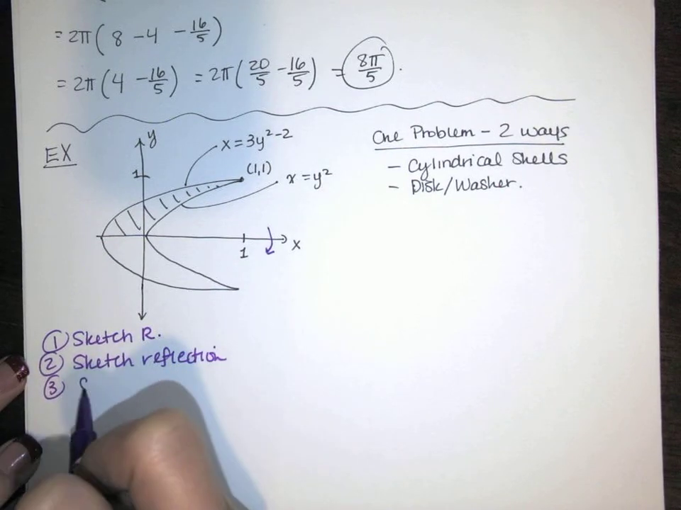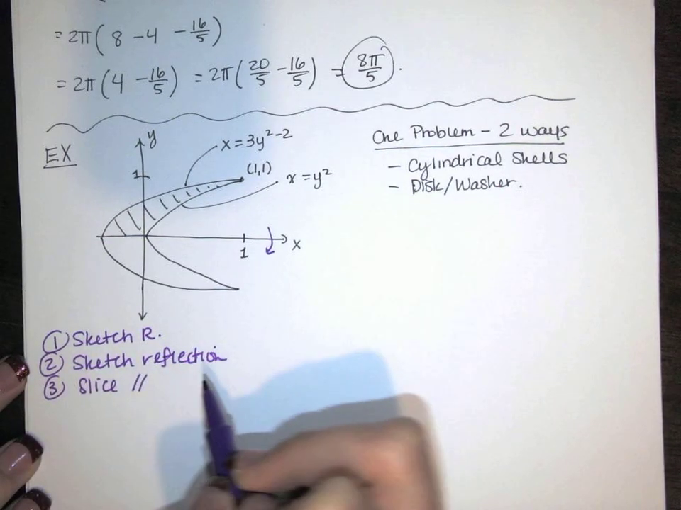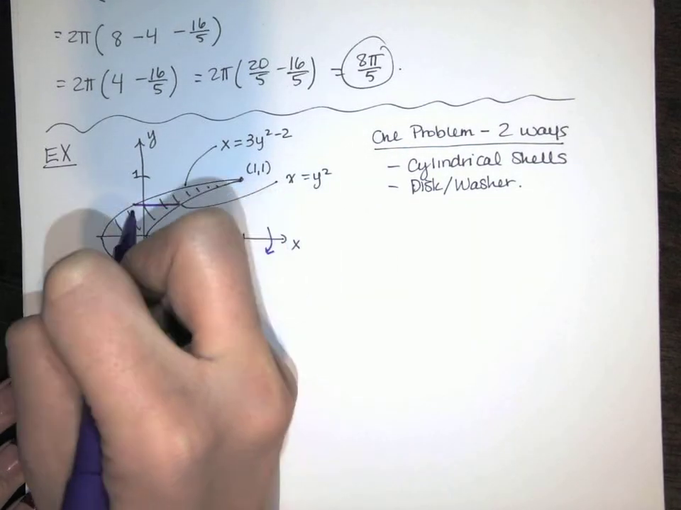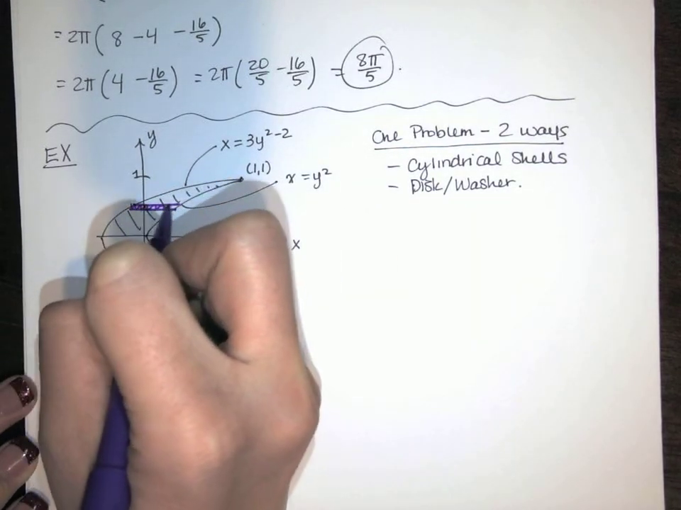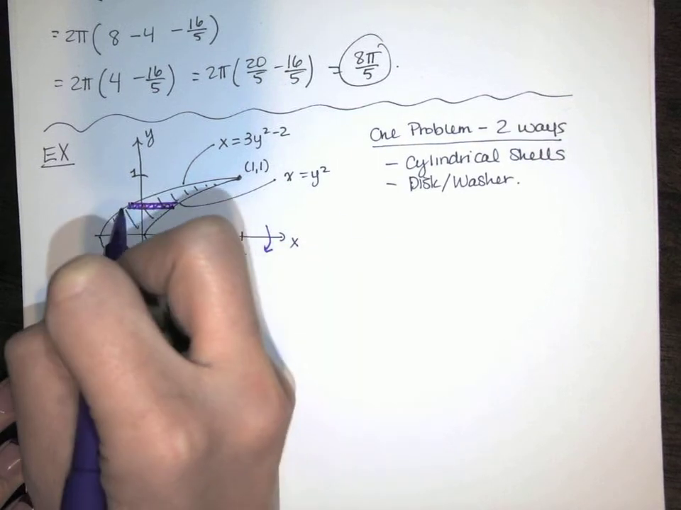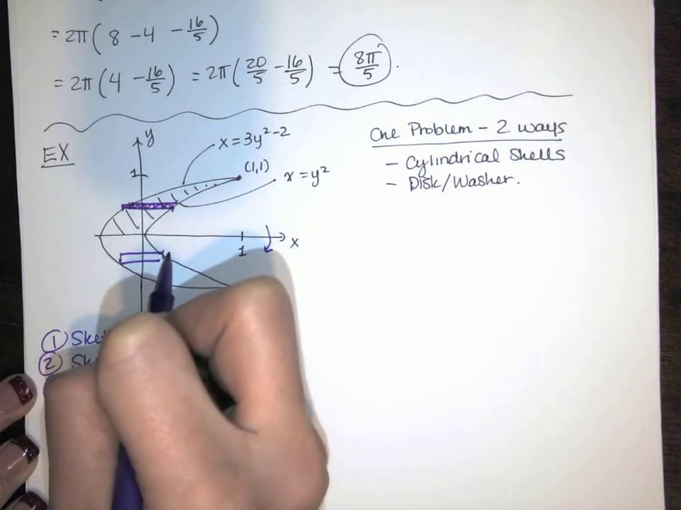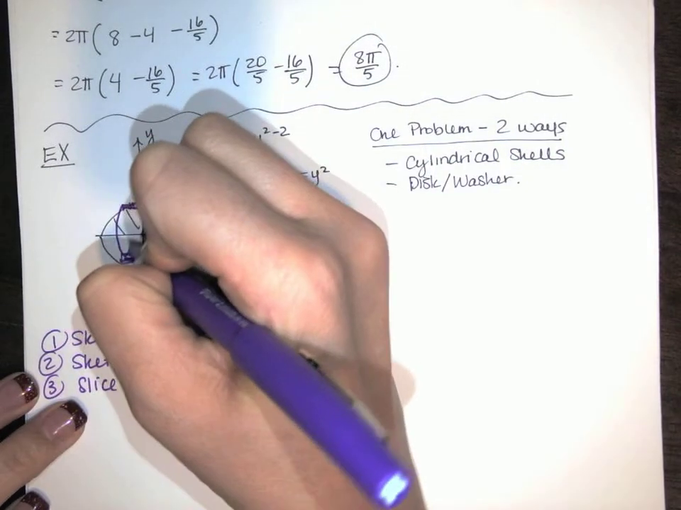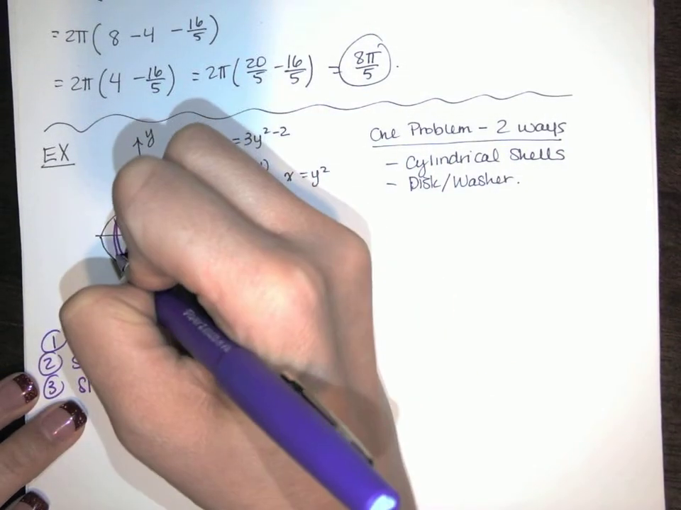slice parallel to the axis for the shell method. It's always parallel for shells. And that piece, it shows up again over here. Ooh, it's a bad slice. It's because my picture is so bad. And we end up with shells that look like this. Oh my goodness, these are really bad tonight.